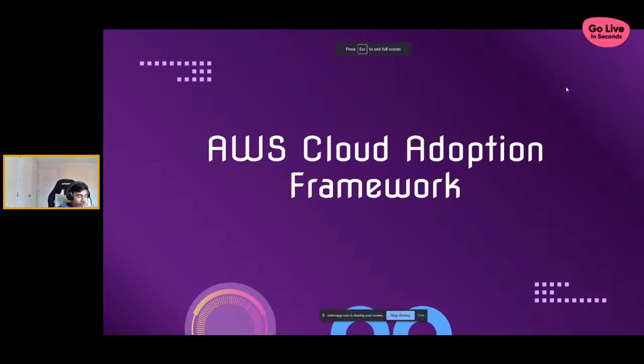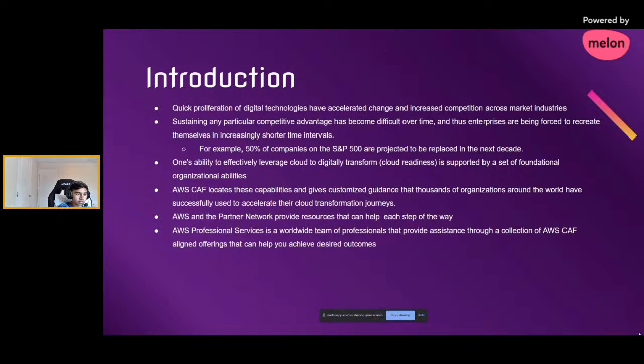Okay, so AWS Cloud Adoption Framework. A quick introduction on what this is. There has been a quick proliferation of digital technologies that have accelerated change and increased competition across different market industries. Sustaining any particular competitive advantage has become difficult over time, and because of this, enterprises are being forced to recreate themselves in increasingly shorter time intervals.